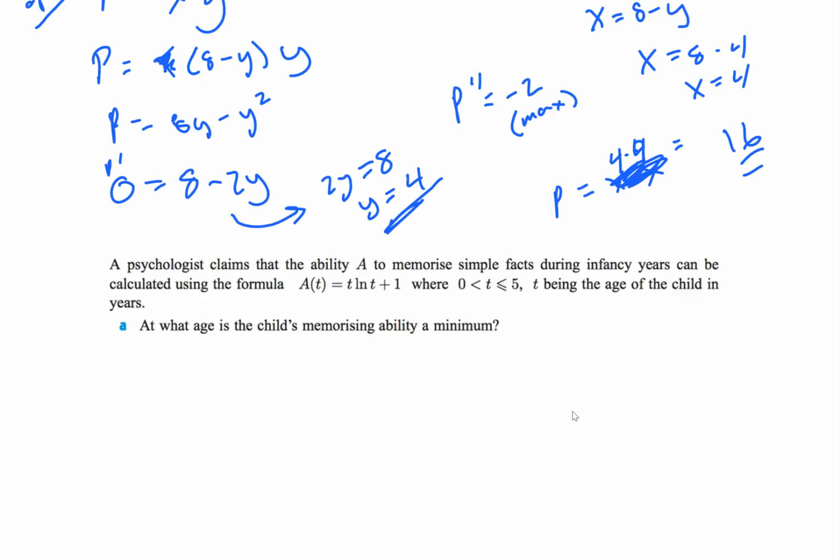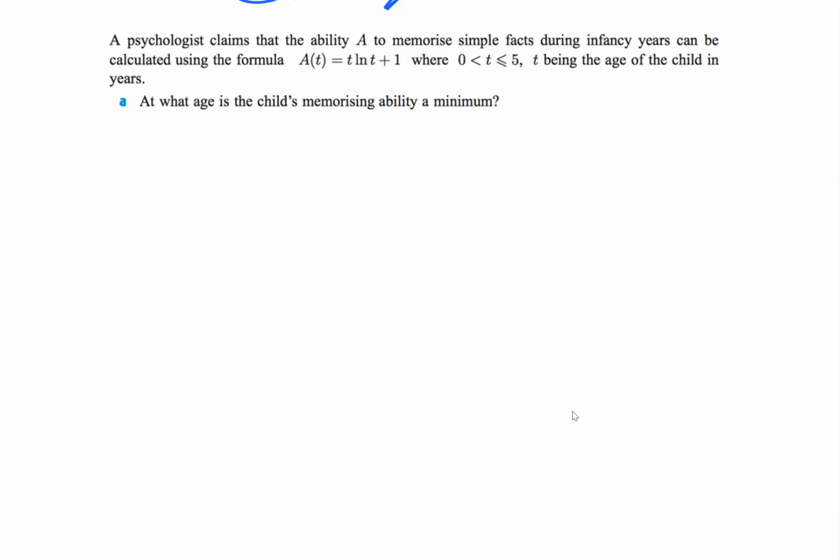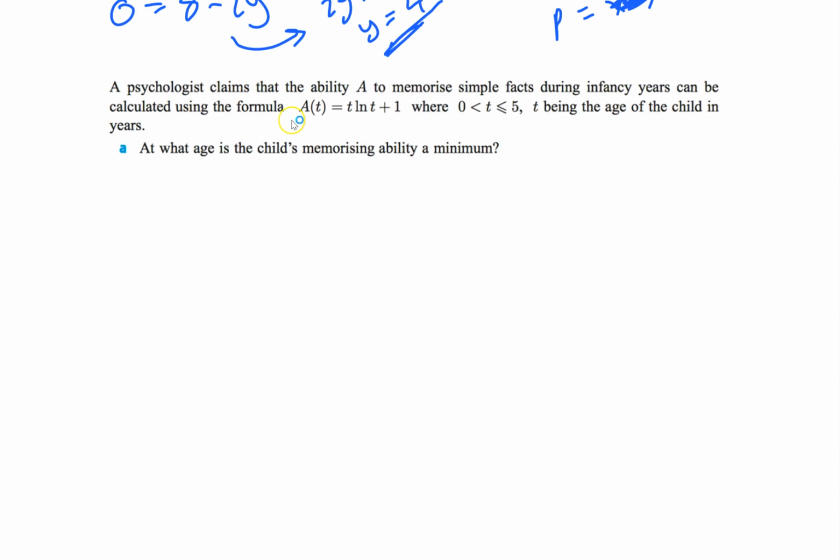This one is a little different now. A psychologist claims the ability to memorize simple facts during infancy years can be calculated by the formula A of t equals t natural log of t plus 1, where t is between 0 and 5, so kids are between 0 and 5 years old, t being the age of the child in years. So what's different about this one? It has limits, it has endpoints.